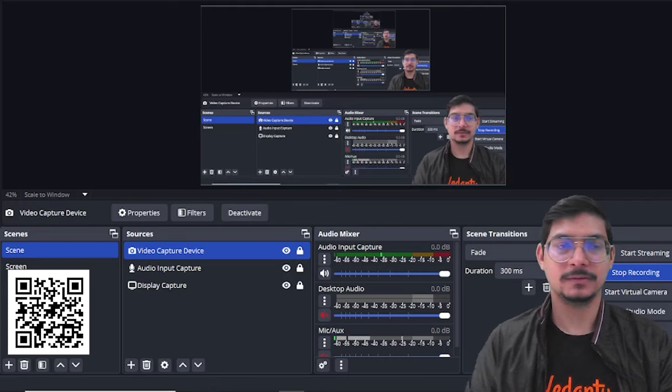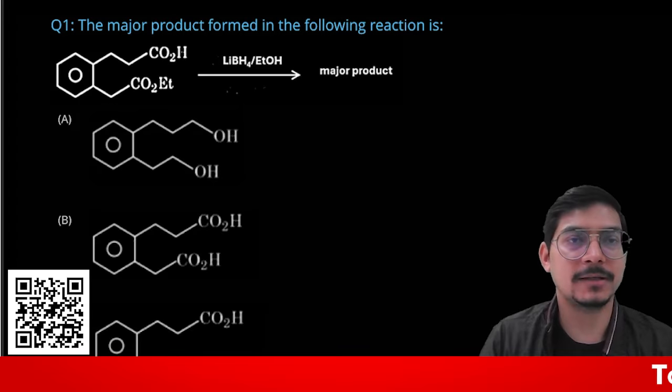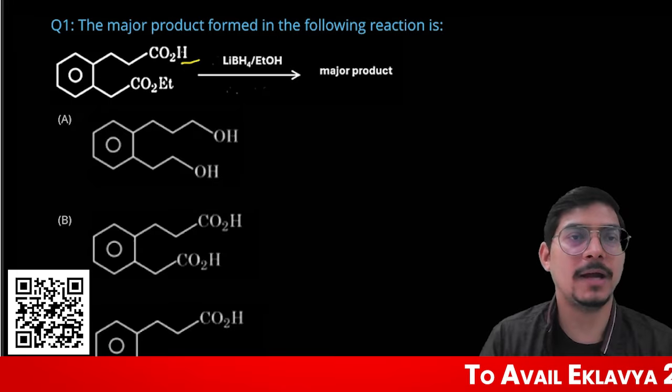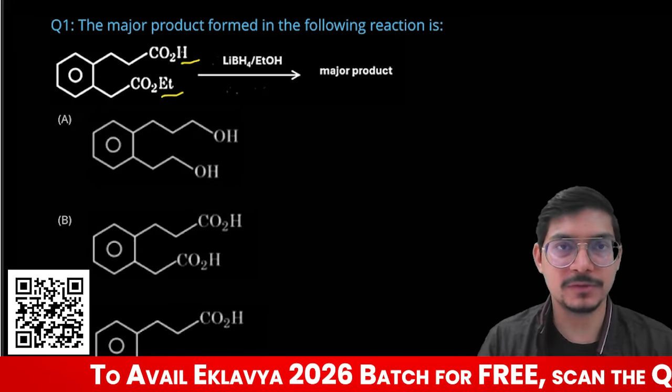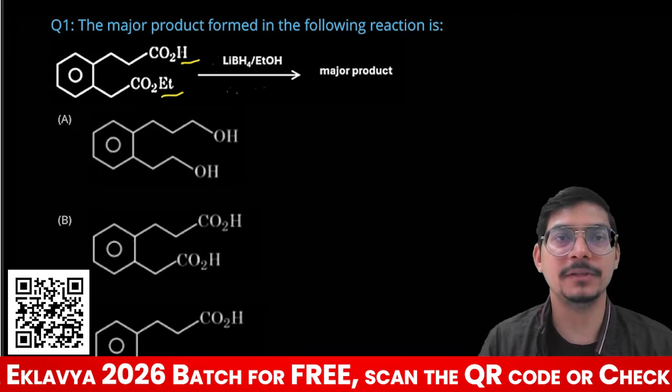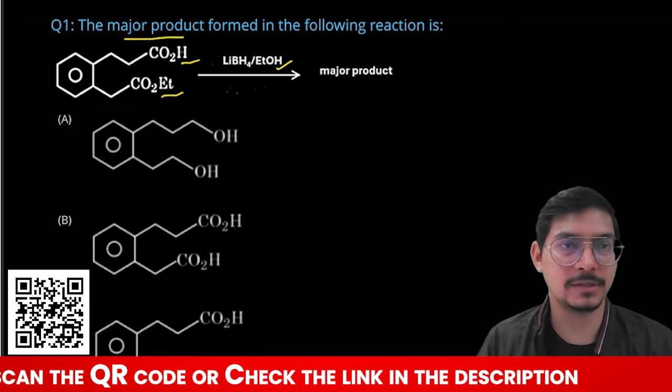Hi everyone. In this question, we are given a molecule that contains a carboxylic functional group and an ester functional group, and it is being reduced with LiBH4, which is lithium borohydride, in the presence of ethanol as a source of proton. The question is, what is the major product in the following reduction reaction?